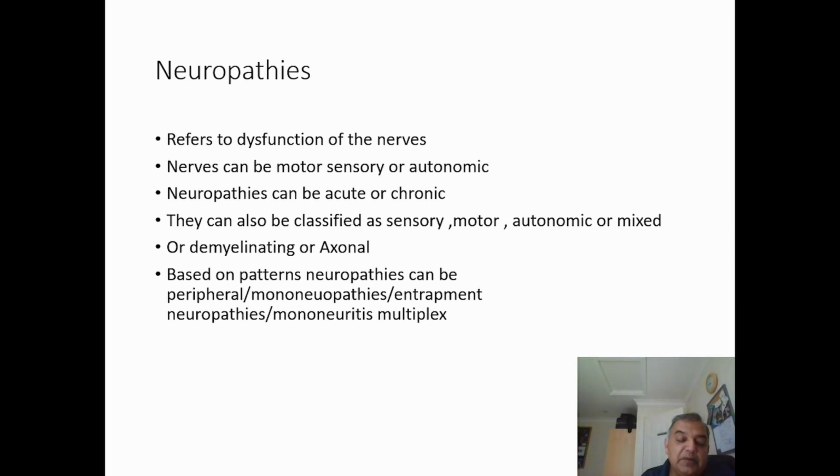Hansen's disease or leprosy was one of the commonest causes of mononeuritis multiplex, but you could get to see this in vasculitis as well.